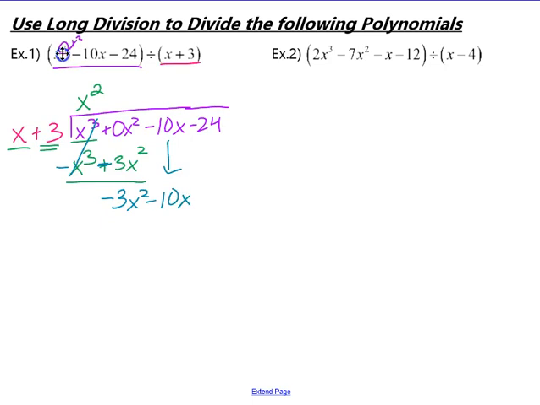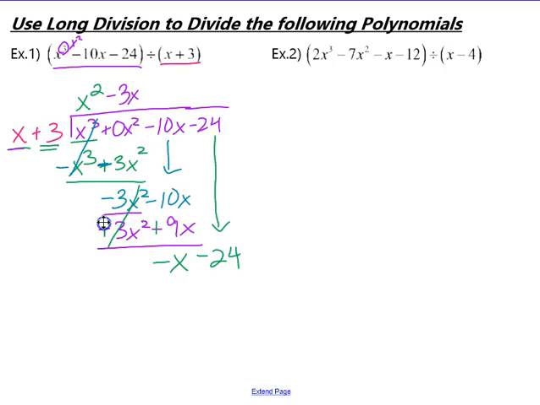And then you want to take your negative 3x squared and divide it by your x. So we're going to get negative 3x. Then we'll multiply. Negative 3x times x gives us negative 3x squared. Negative 3x times 3 is going to give us negative 9x. And then we need to subtract. So let's go ahead and change the signs. And then negative 3x squared plus 3x squared cancels to give us 0. Negative 10x plus 9x gives us negative 1x. And then we're going to bring down the next term, negative 24.